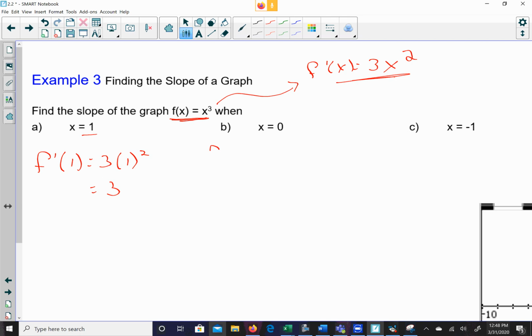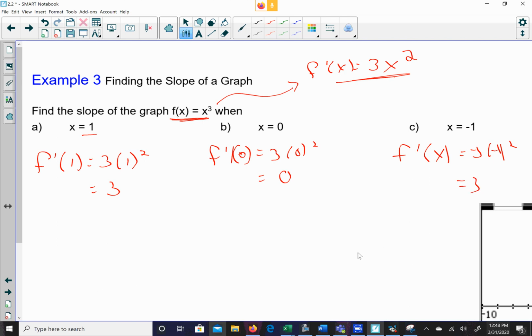When I do it for 0, I'm going to have 3 times 0 squared, and that's going to give me a slope of 0. Then if I do this one, negative 1, I have 3 times negative 1 squared, and that's also going to be 3.